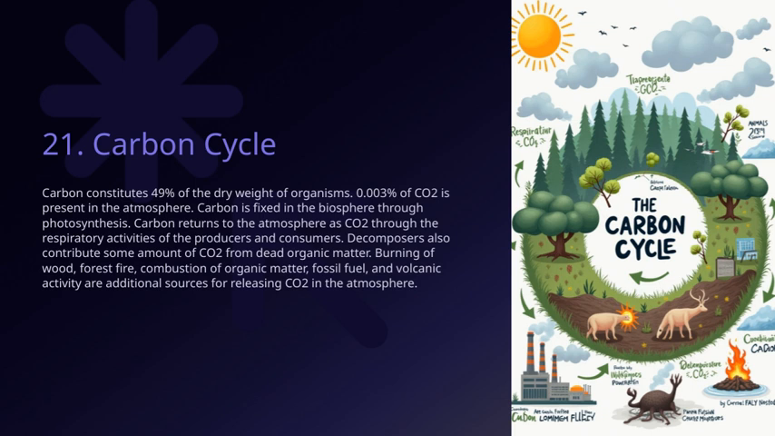Burning wood or biomass fires, forest fires, the combustion of organic matter, fossil fuel burning, and volcanic activity all release significant amounts of CO2. These processes are critical to understanding how carbon cycles through our planet. All these points connect to the bigger picture of how vital the carbon cycle is for maintaining the balance of life and climate on Earth.